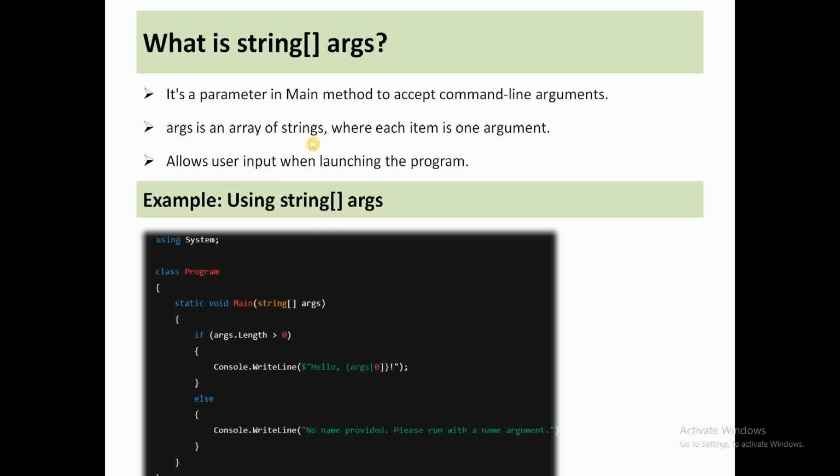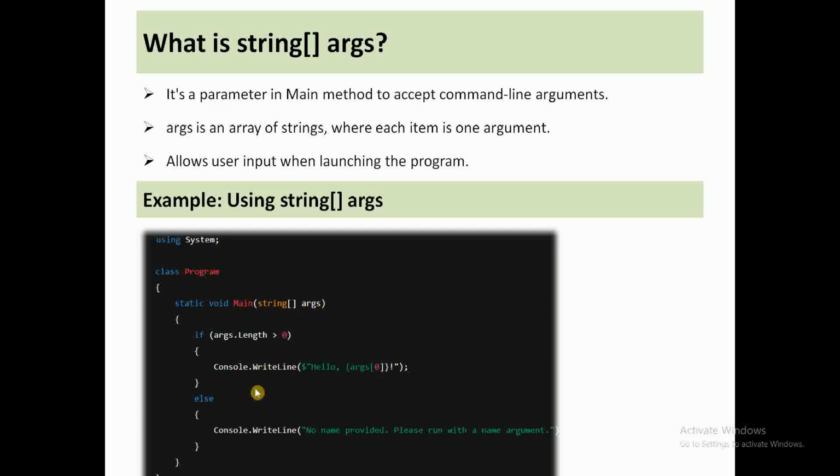Args is an array of strings where each item is one argument. So here we can put any kind of string values. If we want to get these values, we have to put some values in the debug section in command line arguments. It allows user input when launching the program. Suppose we launch the program or start the application, then we can get all the values which we put into the debug section through arguments.